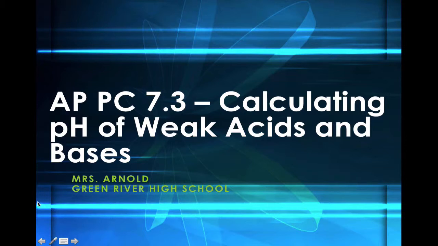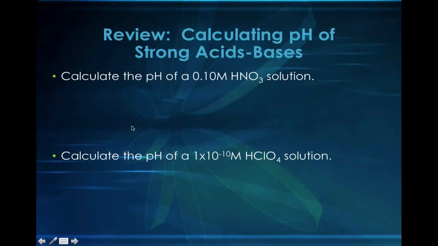This is AP Podcast 7.3, and we're going to talk about how you can calculate the pH of weak acids and weak bases. So really quickly, we're going to review how you calculate the pH of strong acids and bases. The first question we have says calculate the pH of a 0.1 molar nitric acid solution.